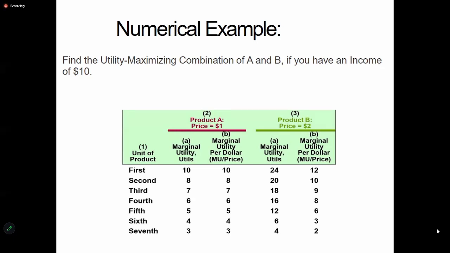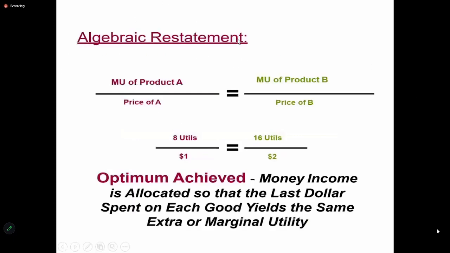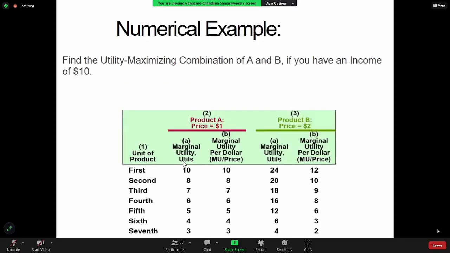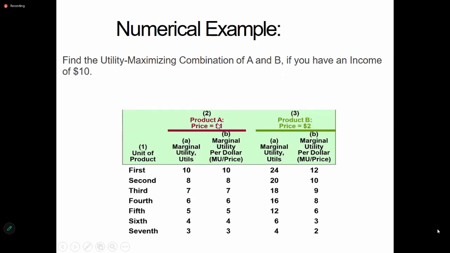Didn't get the point? Okay, I'll explain again. Here you can see the algebraic form. Marginal utility of product A should be divided by the price of A. Marginal utility of product B should be divided by the price of B. Let's say this is also the same combination: 8 utils divided by $1. See here, the price is $1.